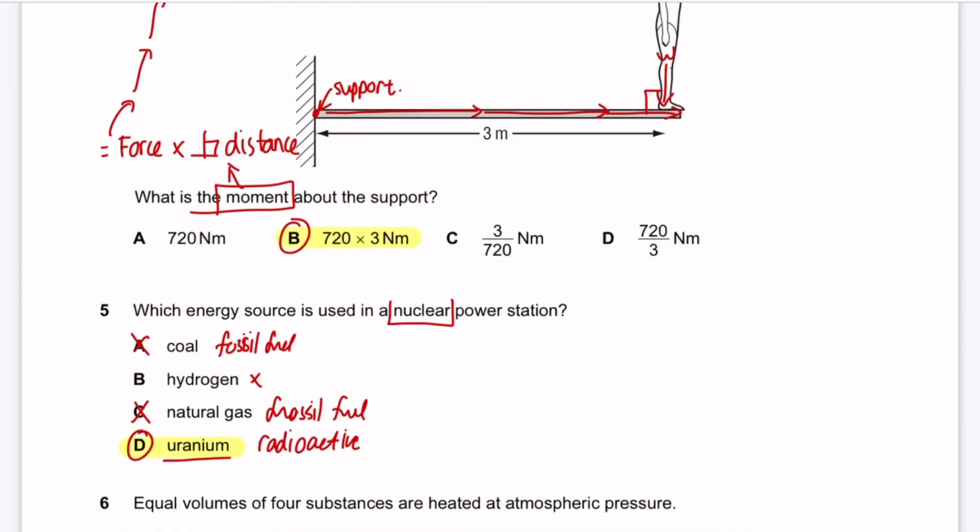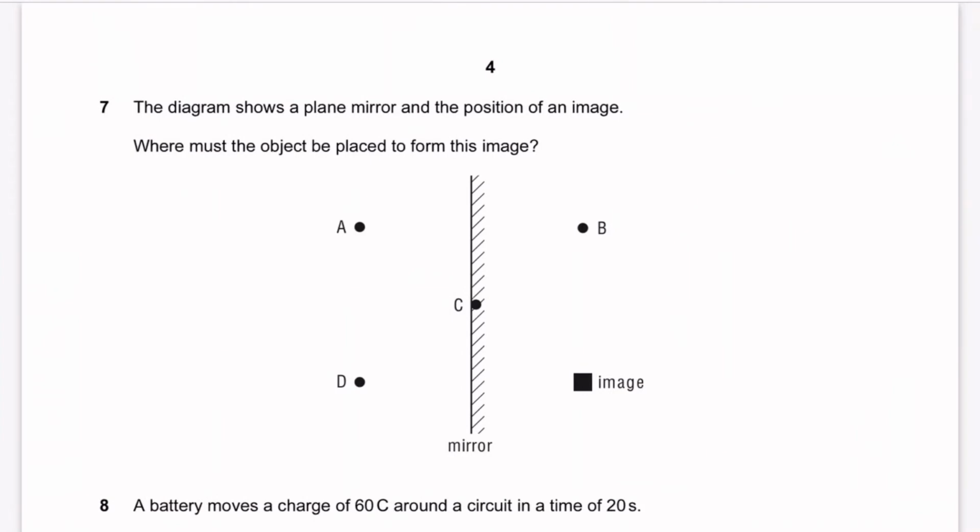Alright, moving on to the next question. Question 7. Oh dear. Okay. Question 7. The diagram shows a plane mirror and the position of an image. Where must the object be placed to form this image? Alright, judging from the diagram right here, the image is here, as you can see. This is the mirror. They're expecting us to know where the object will form the image.